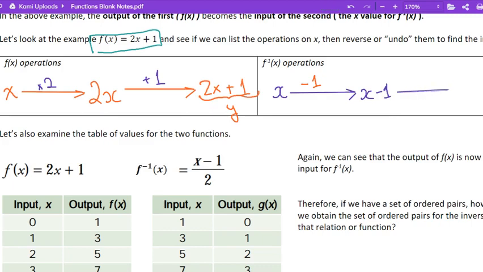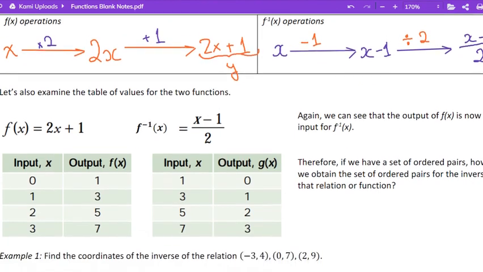Okay, what's the next thing that's going to happen? So let's keep going backwards in our function machine. We've taken care of the plus 1, and now we have to do the opposite of times 2. So the next inverse operation will be divided by 2. And so that means that we take our x minus 1 and we divide the entire binomial by 2. And so this is the output of the inverse function.